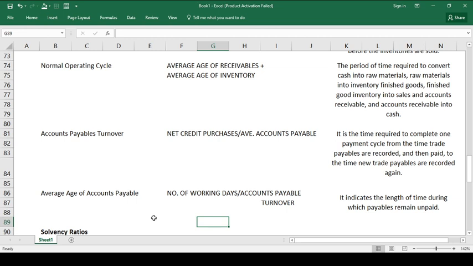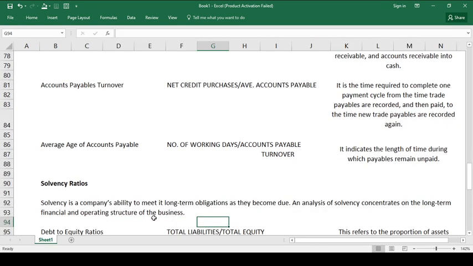It indicates the length of time during which payable remain unpaid. Ibig sabihin, if we're going to compute for the average accounts payable, that is the number of days na pwede po na posible the company is not paying its liabilities, particularly on account ng mga liabilities. Okay? So those are the activity ratios, most common activity ratios that we need to understand.